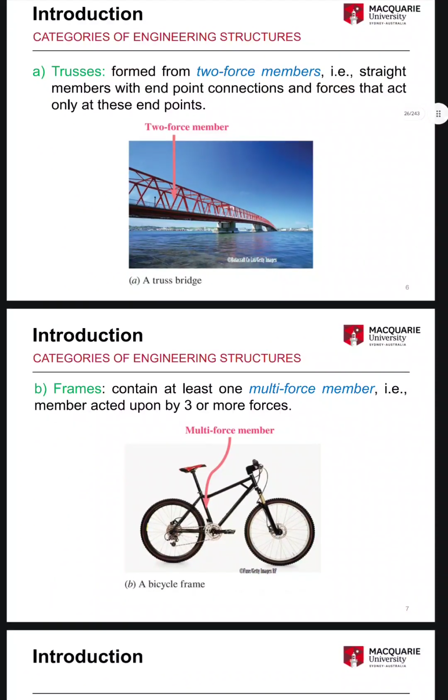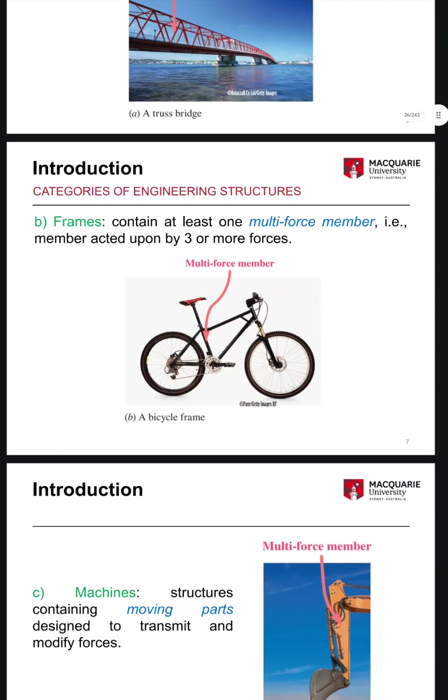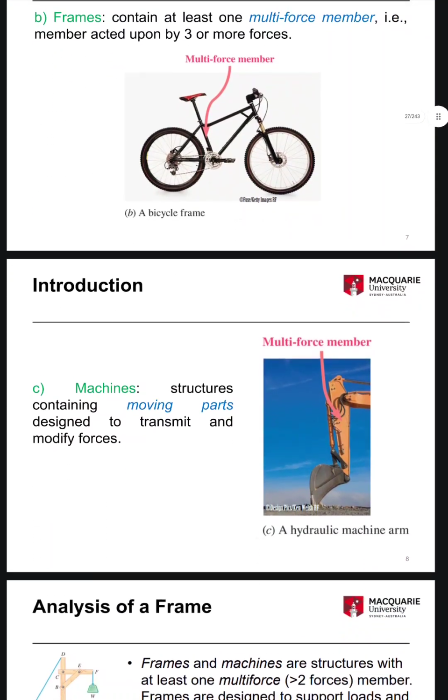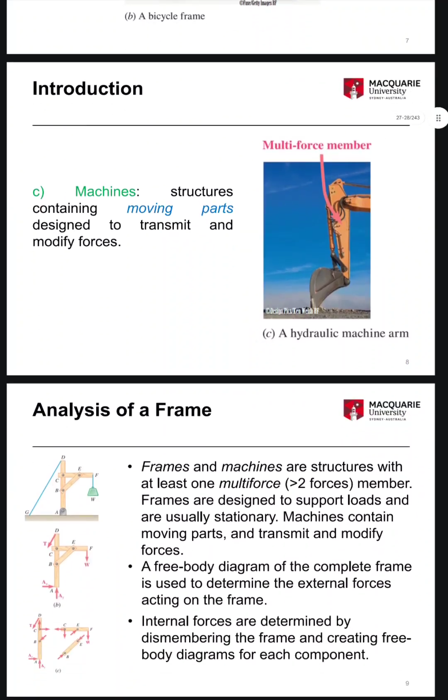Introduction. Categories of engineering structures. B. Frames contain at least one multi-force member, a member acted upon by 3 or more forces. Multi-force member. Bicycle frame. Multi-force members. Hydraulic machine arm. C. Machines, structures containing moving parts designed to transmit and modify forces.